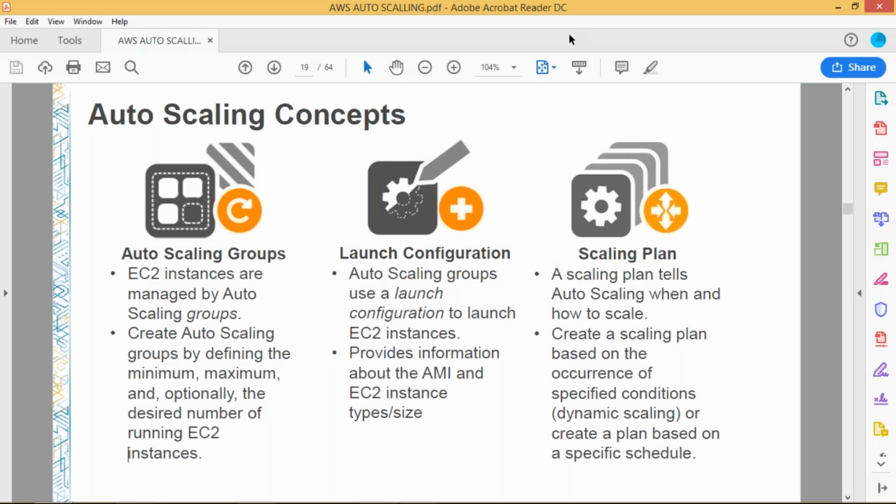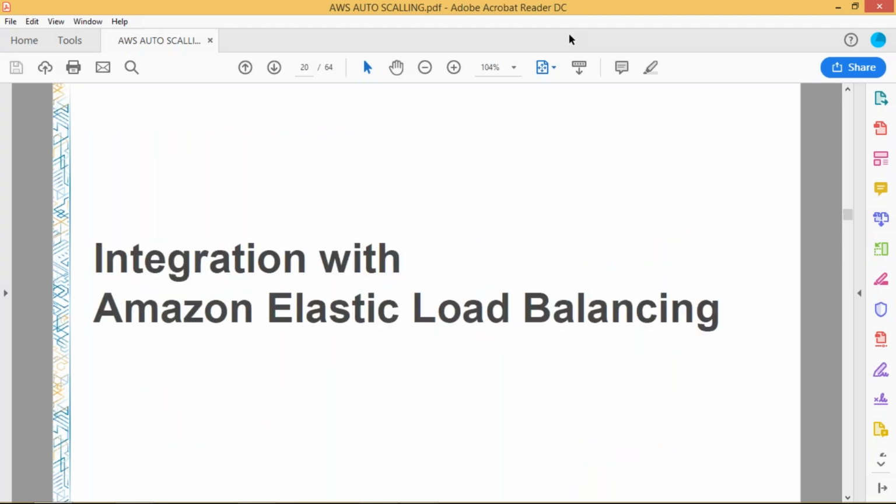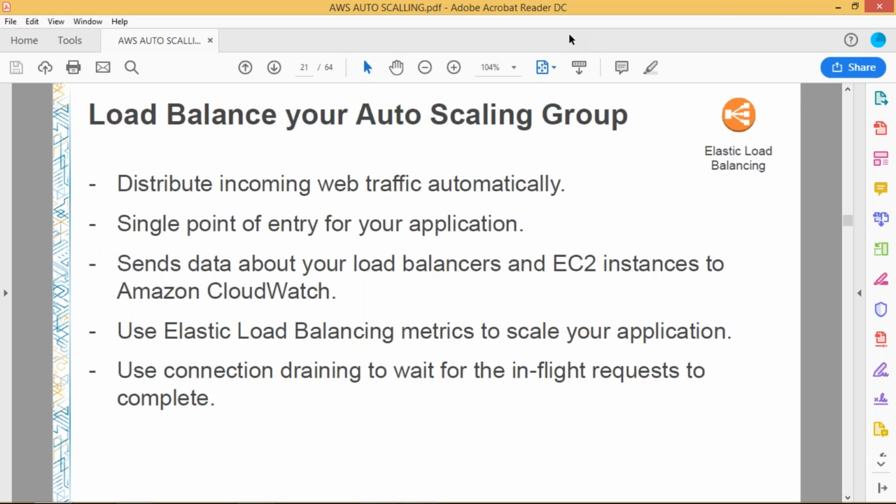Okay, so then we will move further to integration with Amazon Elastic Load Balancing. It load balances your auto scaling groups and distributes incoming web traffic automatically. The Elastic Load Balancers work at the same time, distributing your incoming web traffic automatically. It is a single point of entry for your applications.